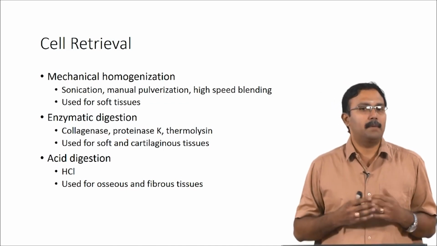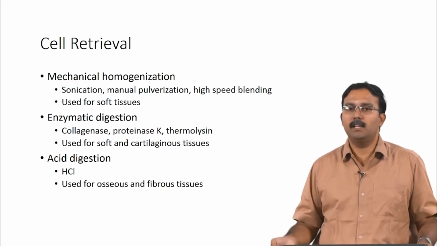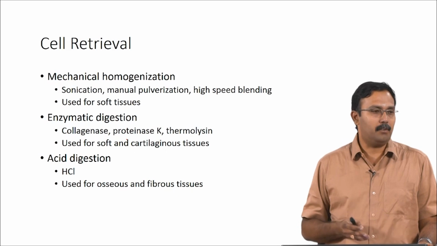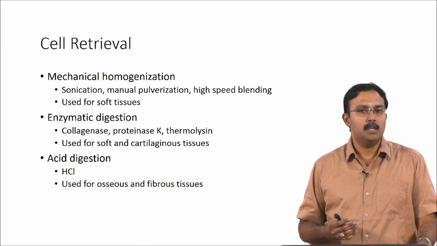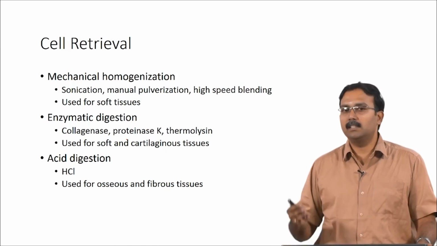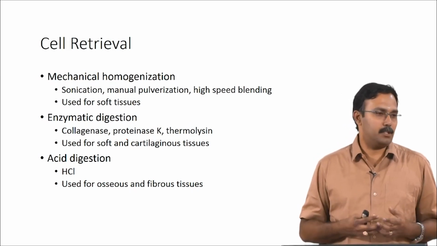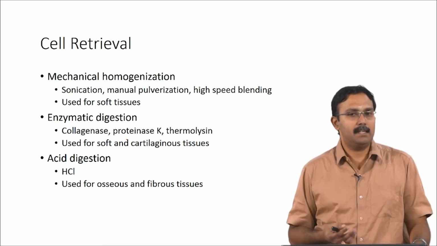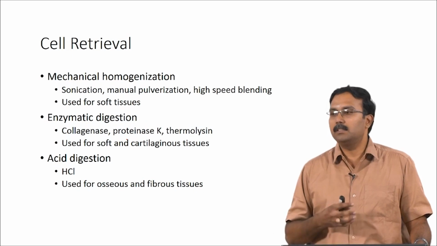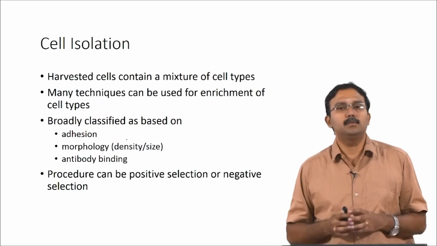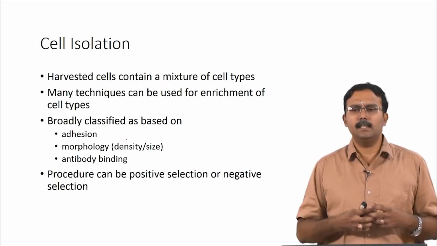The first step is mechanical homogenization, where you can use sonication, manual pulverization or high speed blending. This is usually done for soft tissues, and enzymatic digestion is done for soft and cartilaginous tissues, where you use things like collagenase, proteinase K and so on. Acid digestion is done for osseous and fibrous tissues. So, instead of using enzymatic digestion, when you have hard tissues, you can use acid digestion, which is usually done using HCl.